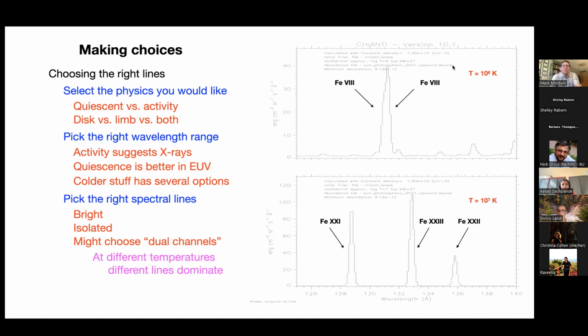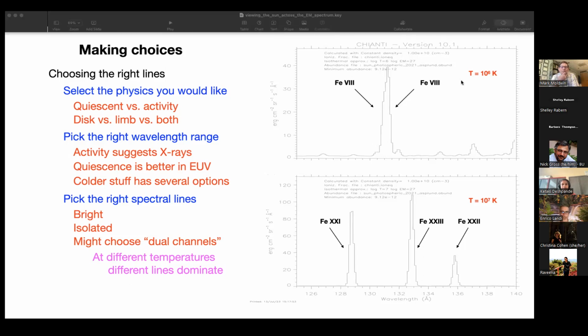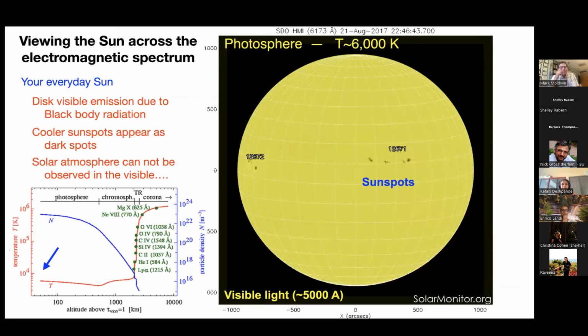And then with this dual channel, again, going back to the 131, at 1 million degrees or even less, the spectrum is dominated by these two iron 8 transitions. At 10 million degrees, you have these very big lines from iron 21 to 23, one order of magnitude higher in temperature than the usual quiet sun. So once said that, let's look at how the sun looks as observed by this instrument.